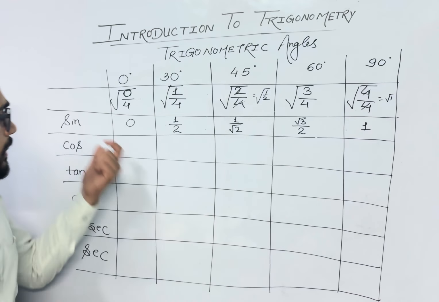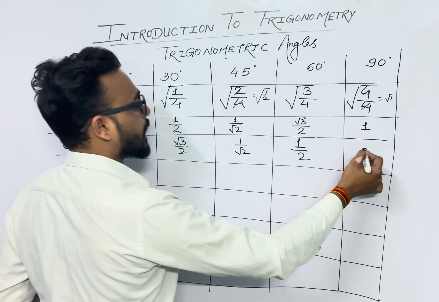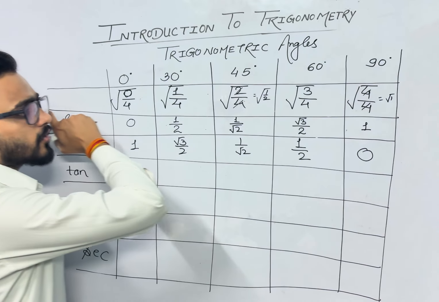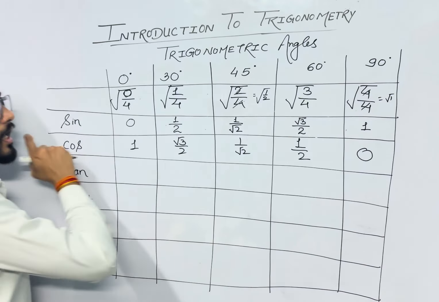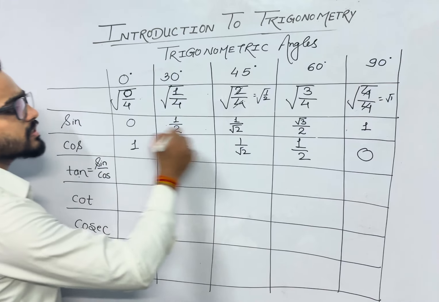Now we have to find the value of cos. So we take this series in reversal form. The reversal is that 1 is here, root 3 by 2 is here, 1 by root 2 is here, 1 by 2 is here, and 0 is there. So the value of cos is like that. If we have the values of sine, we do the reversal of this and find the value of cos. After that we have to find the tan, and tan stands for sine theta upon cos theta.